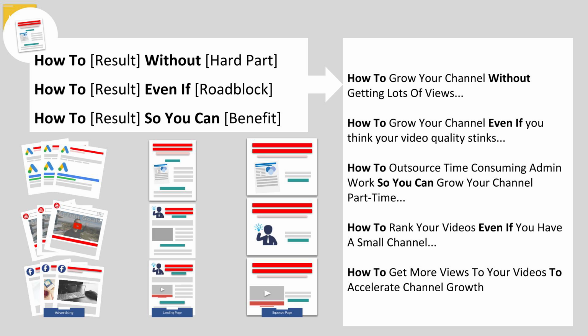So we're going to say things like without getting lots of views, or even if you think your video quality stinks right now, or even if you have a small channel. And then so you can is a great phrase. This is going to be one of your best friends, these 3 words when it comes to sales copywriting, because it answers the question, so what? So you can grow your channel. How to grow your channel? Okay. Why do I ultimately care, right?